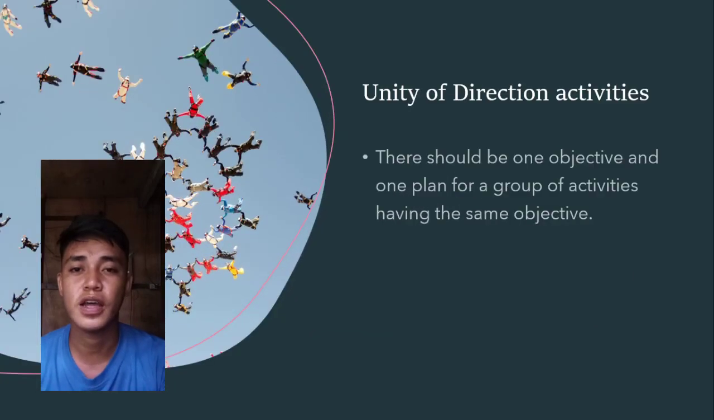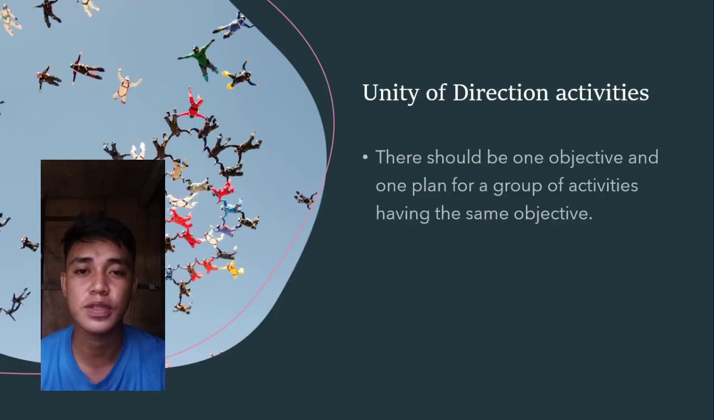The last one is the unity of direction of activities. There should be one objective and one plan for a group of activities having the same objective. The organization structure should be designed in such a way that there should be one official for each group of the same activity.